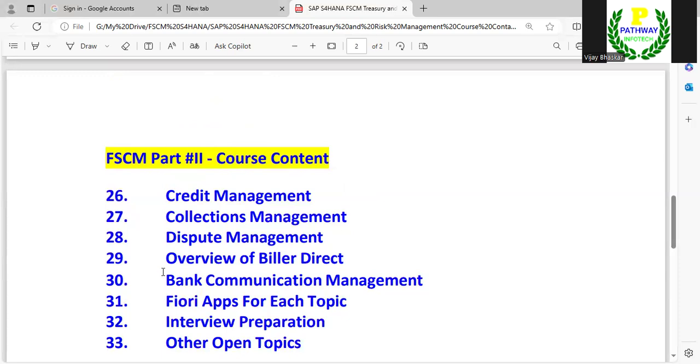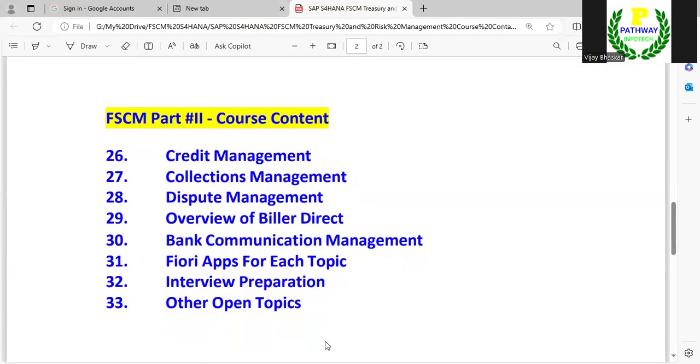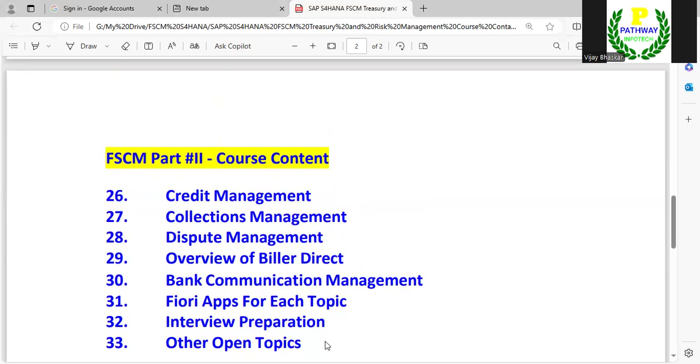Then the next one is bank communication management. What is BCM? What are the advantages if they have the BCM functionality? If they do not have BCM, what are the disadvantages? I am going to cover this in detail. Then the Fiori apps for each and every topic: what Fiori apps are to be considered will be taken care of. Then interview preparation and other open topics will be covered.